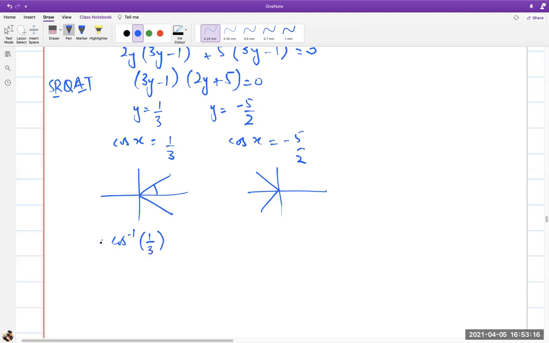What is that? 70.5 degrees. And this one is cos inverse of 5 by 2. Notice that I ignored the negative sign because its purpose is only to tell the quadrant. I got that. So what is alpha here?